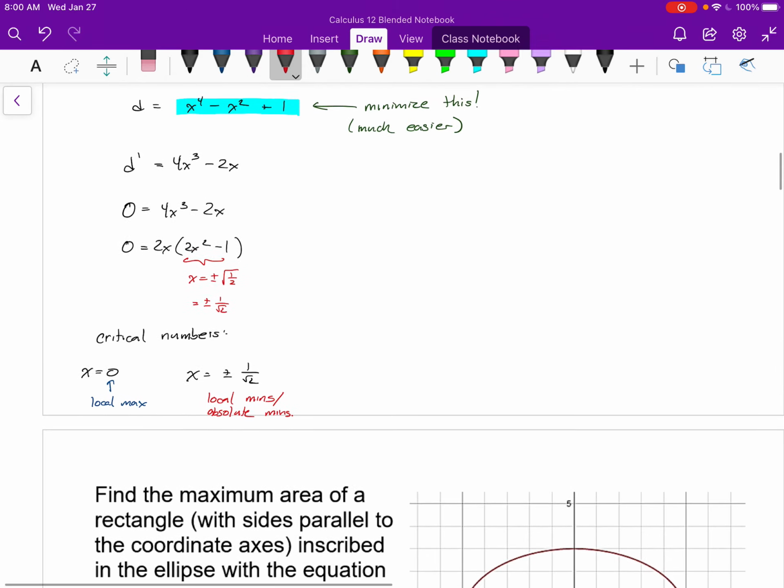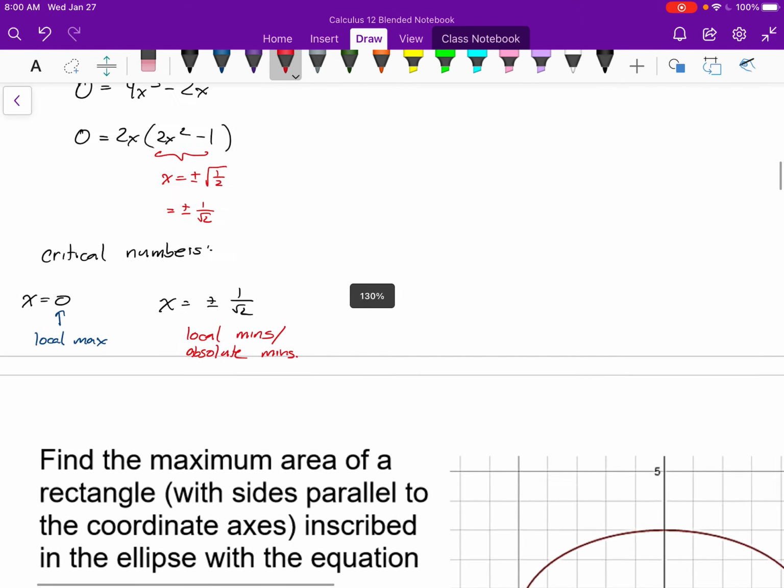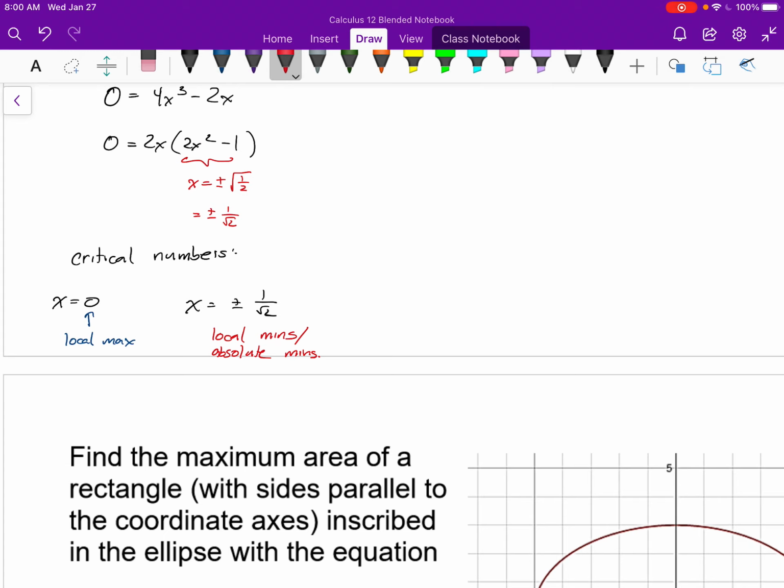And so lastly, I believe the question did ask for the actual point, the coordinates. So I have the x coordinates. So if I want to find the y coordinates, it's pretty easy. Just take those x coordinates and plug them into y equals x squared. So y equals x squared right here.